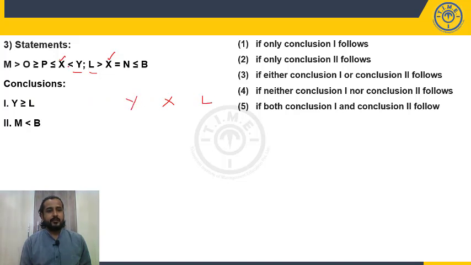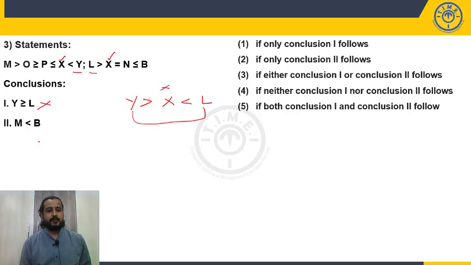Now Y and L. Take one side Y and one side L. What is the relation that we have between X and Y? X less than Y, which implies Y greater than X. L and X: L greater than X, which implies X less than L. Now between Y and L I have opposite signs. So can I get any relation? No. So 1 does not follow.